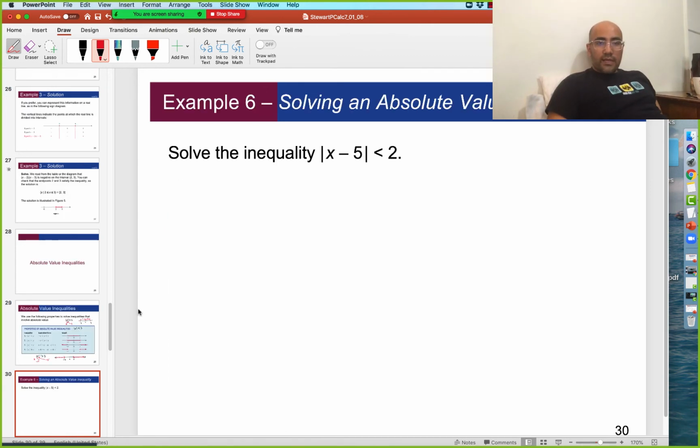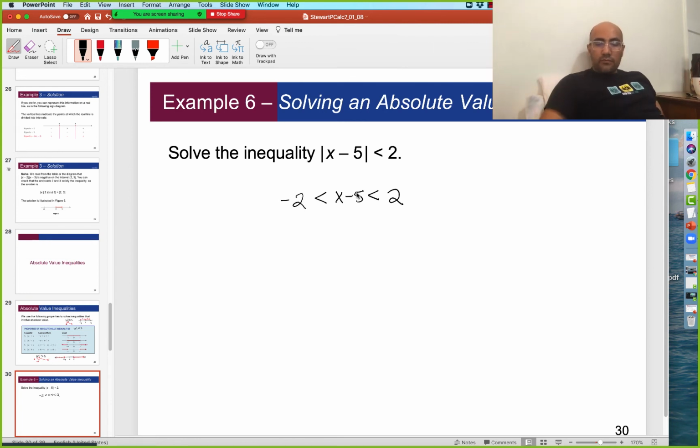All right, let's try an example. For example, solve for x. Find all the values of x that make this a true statement. So because we're looking for all the values that are within 2, then we can just use our property to say that this must mean that x minus 5 is less than 2. I'm looking for all the values where the thing inside here is less than 2. But at the same time, I'm looking for all the values where this thing inside is greater than -2.